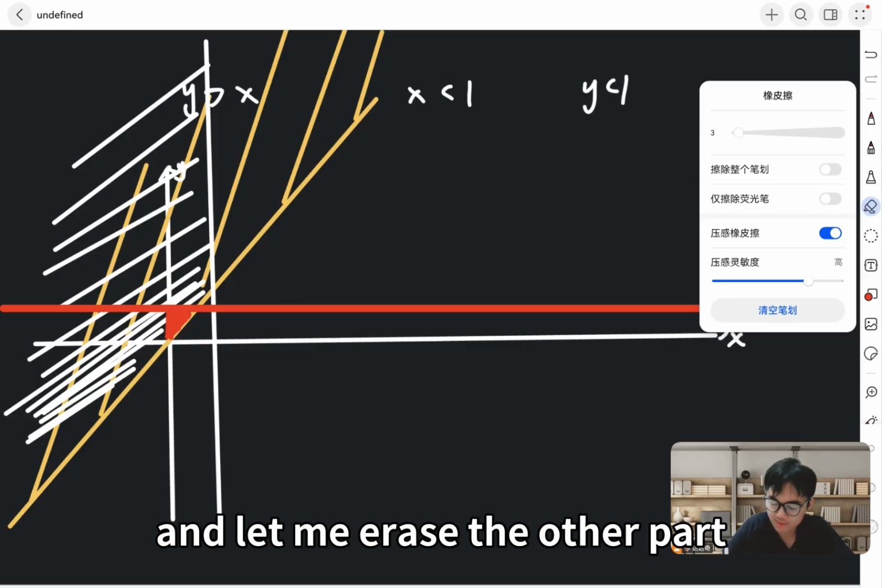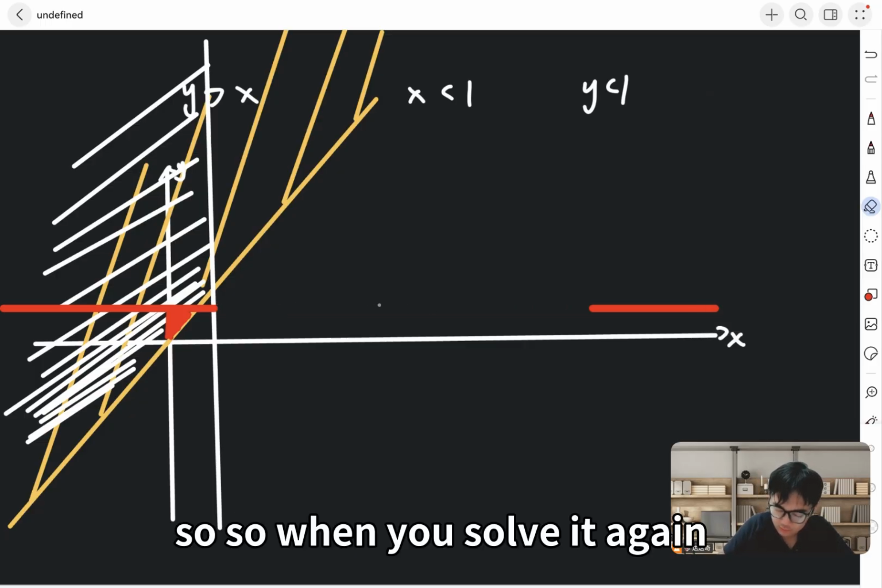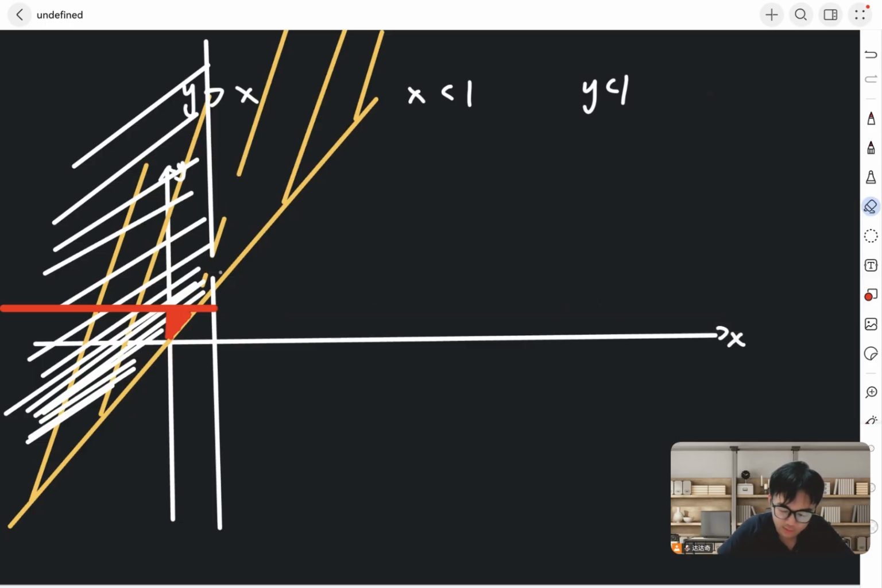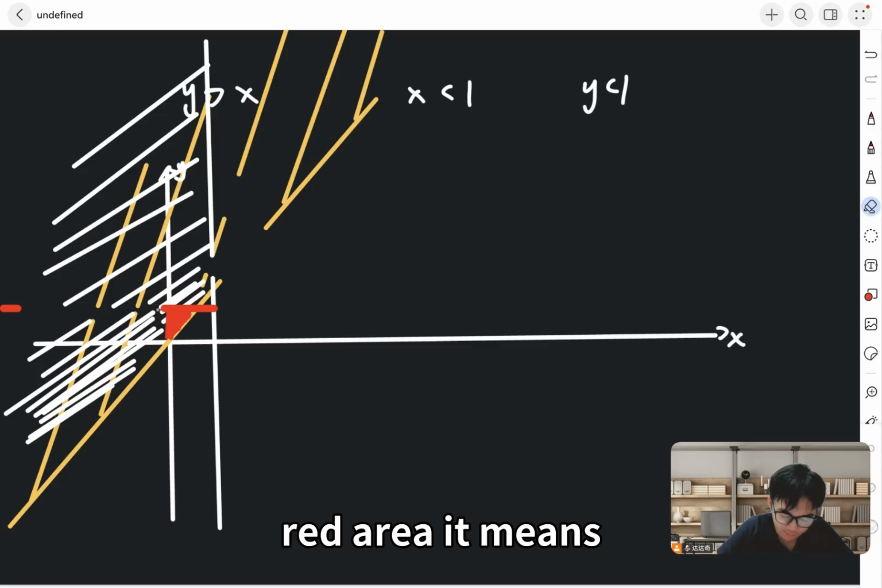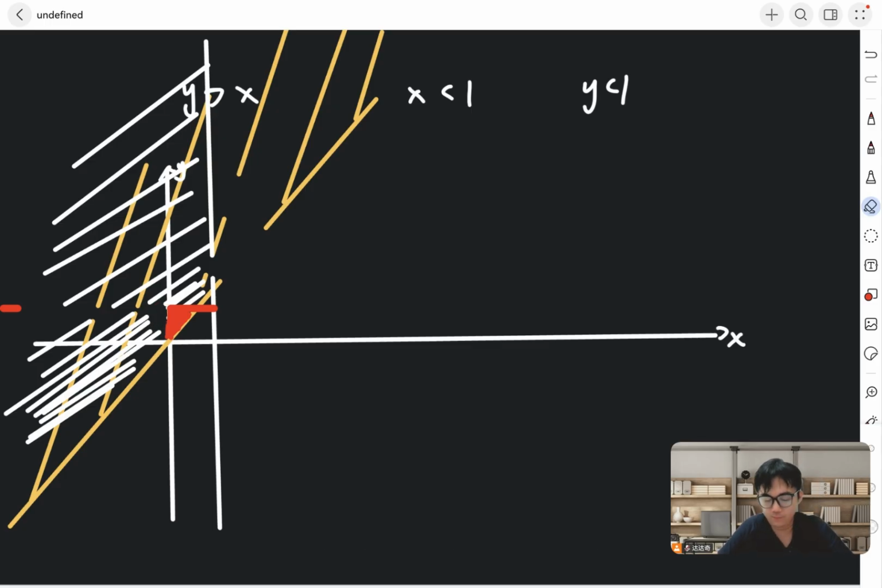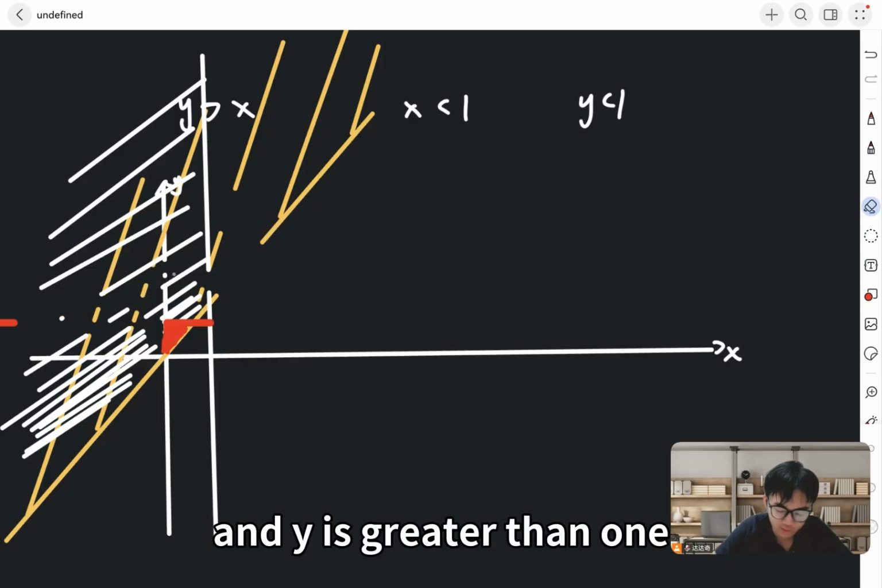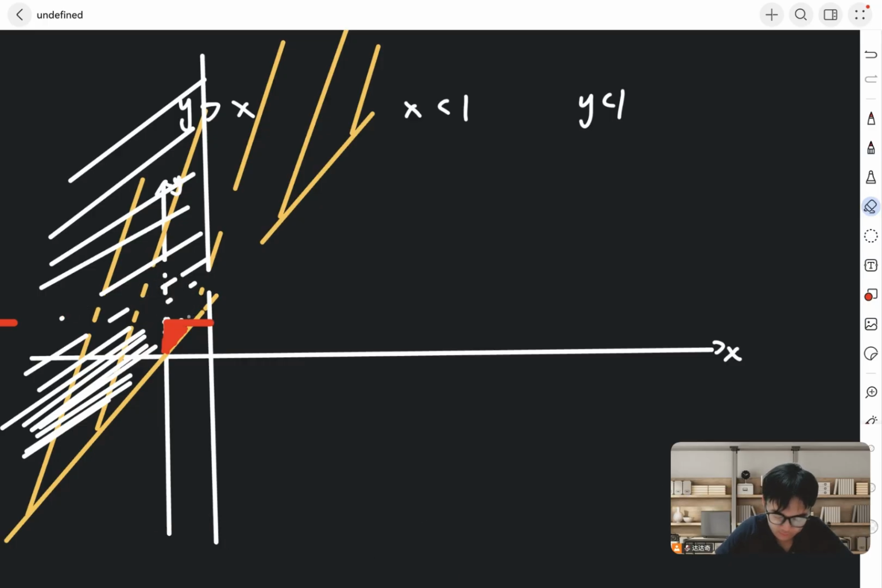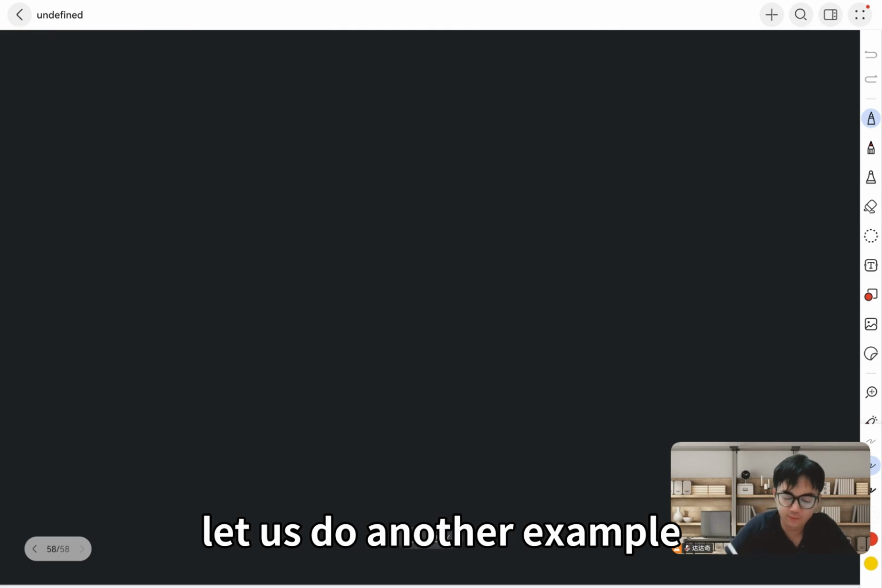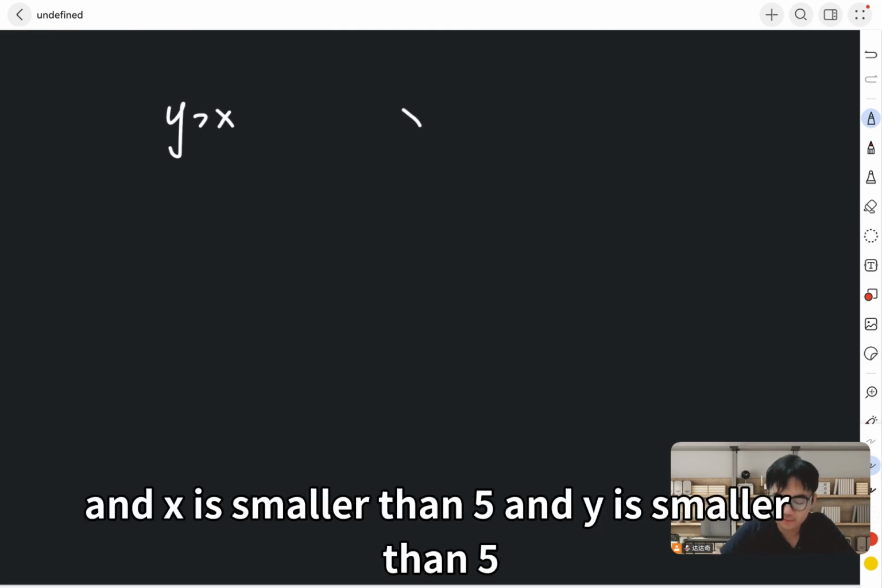And let me erase the other parts. So when you look at it again, this red area means y is greater than x and x is smaller than 1 and y is smaller than 1. Oh, this might look quite messy. And then let us do another example. So y is greater than x and x is smaller than 5 and y is smaller than 5.